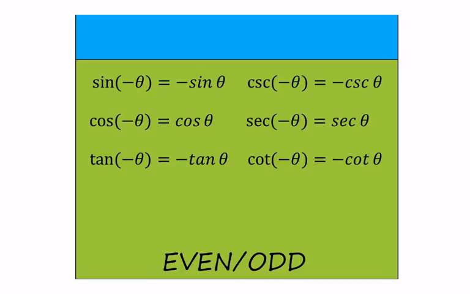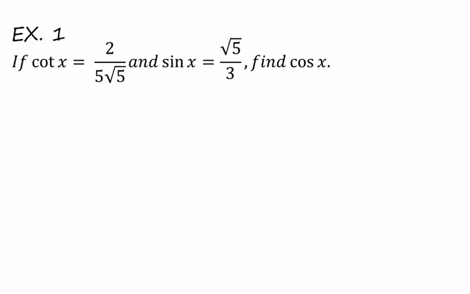Now we're going to look at the examples for this section, and some should be similar to what we did before in Chapter 4, and maybe that'll help some of you that are struggling a little bit. Example 1 says, if the cotangent of x is equal to 2 over 5 square root of 5, and the sine of x is equal to the square root of 5 over 3, find the cosine of x.